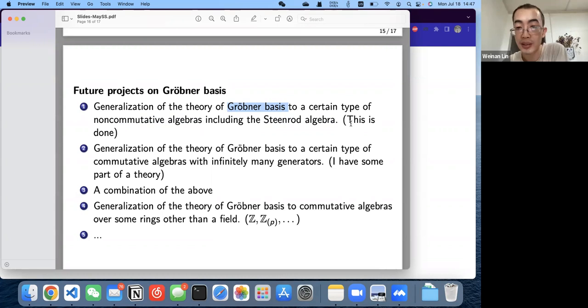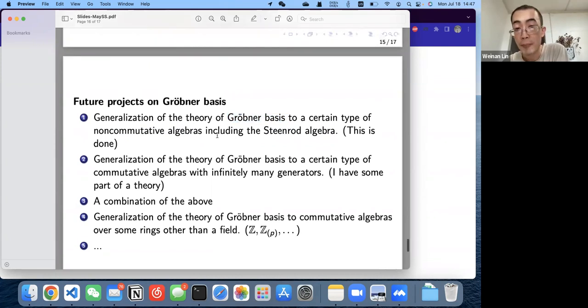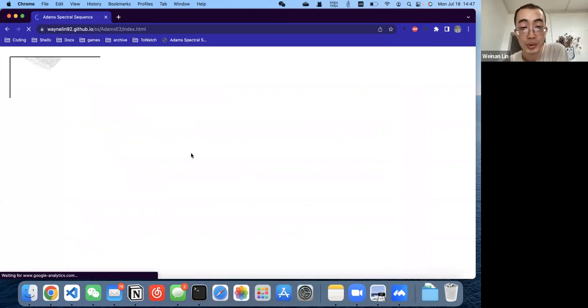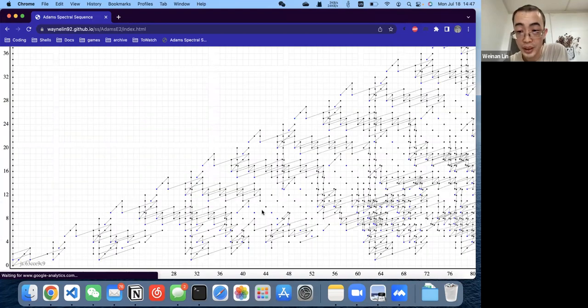And actually I have done it, but I have not published it yet. At the beginning of this talk, I gave you a link for the E2 page for the Steenrod algebra, which is the Ext group for this algebra. It's actually computed by my generalization of the Gröbner basis. The algorithm is so efficient that I'm able to compute the Ext group up to, I think, 200.